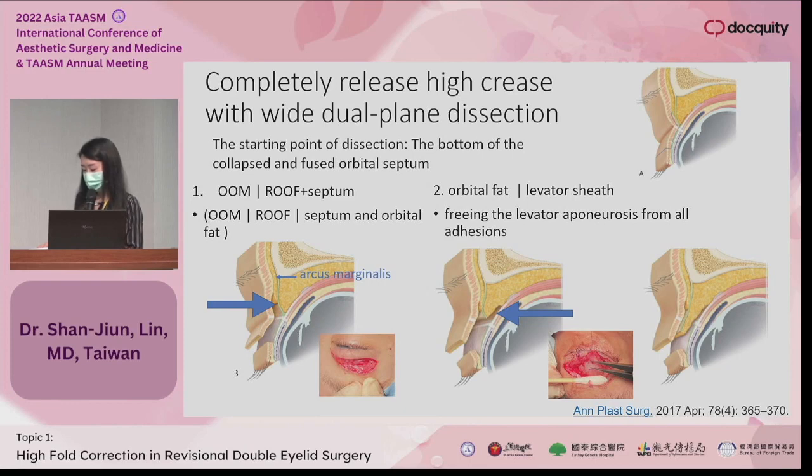Anterior to the retro-orbicularis oculi fat, the second posterior dissection started at the caudal orbital septum and raised a plane between the preaponeurotic fat and the levator aponeurosis. Thus, this dual plane dissection fully separated the prior upper fold incision from the prior levator aponeurosis attachment.